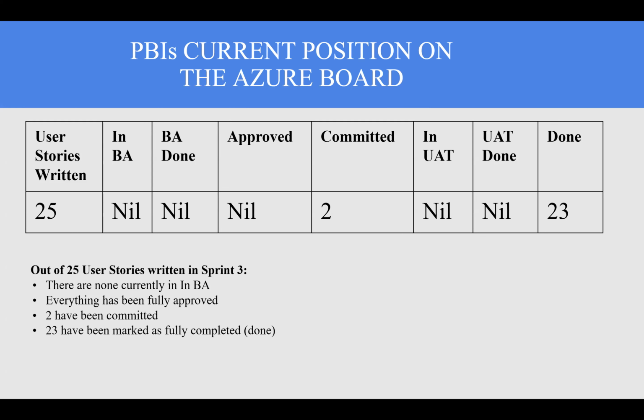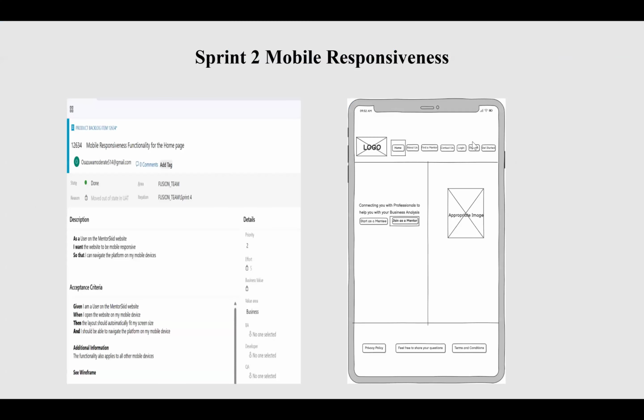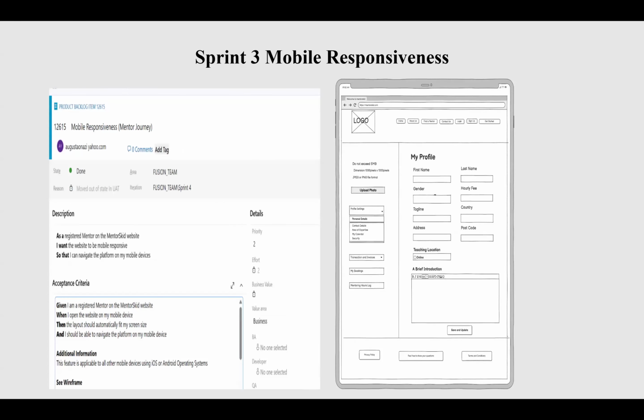And committed after our sprint review, we've got none in UAT. Out of the 25, we had none in UAT and 23 in done. We also looked at writing user stories and creating wireframes for mobile responsiveness for the platform. These are screenshots of the user stories and wireframes we did for the sprints.